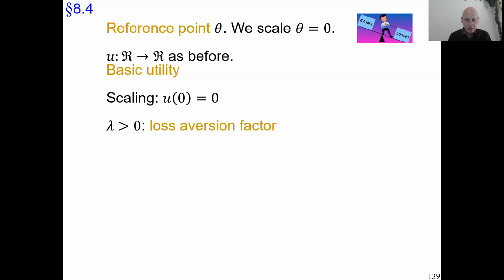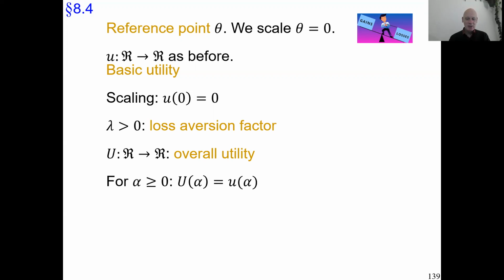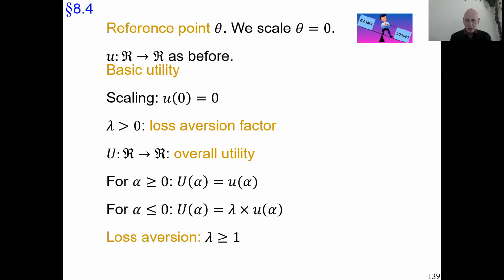We have a positive lambda, the loss aversion factor as I call it. Then we have another concept of utility, denoted capital U now. That is called the overall utility. Let me explain how it is related to basic utility. For gains, the two are just the same. But for losses, the overall utility is lambda times basic utility. So this loss aversion factor controls the exchange rate between gain and loss utilities. We say loss aversion is lambda if lambda is greater or equal than 1.